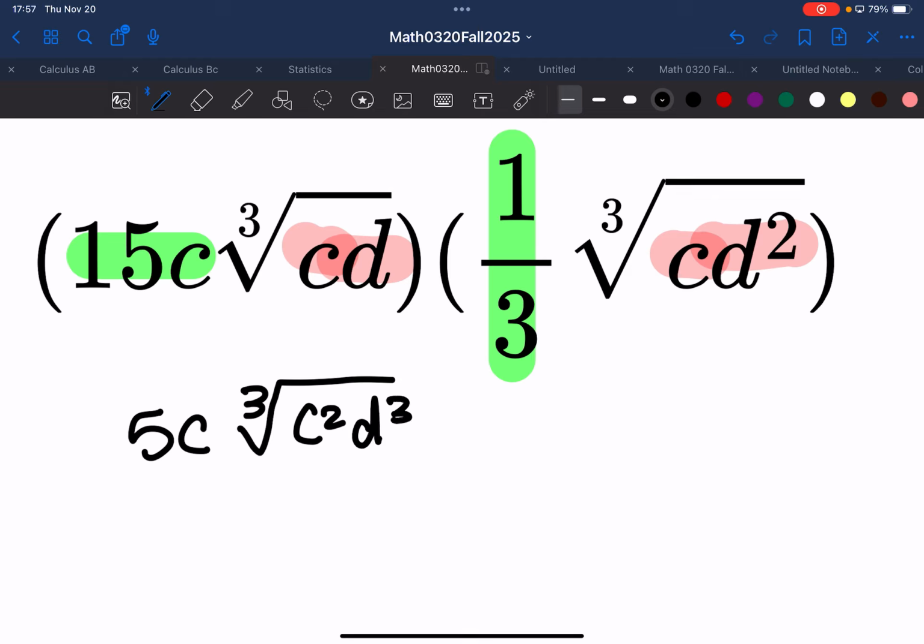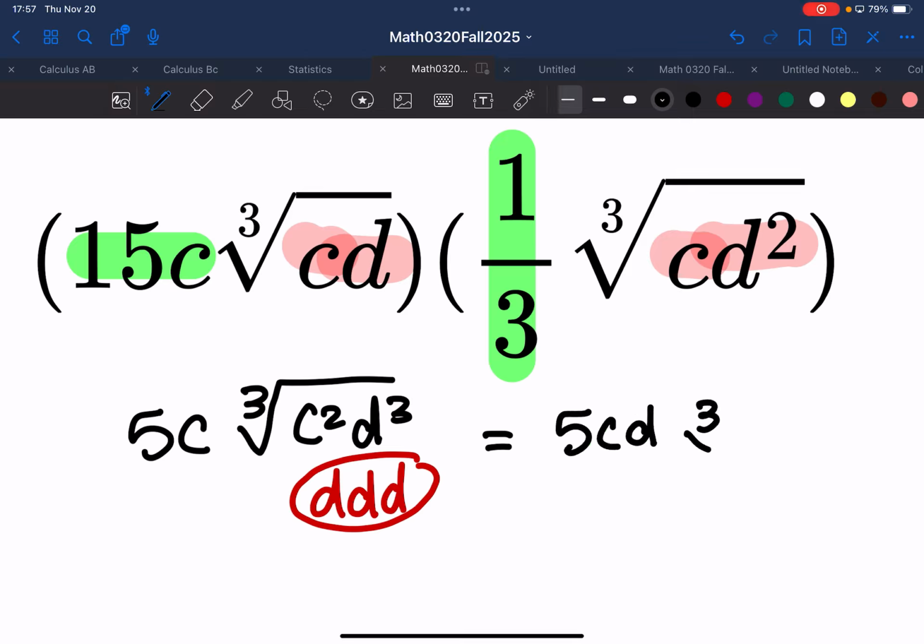Okay. Then I have to look at those variables and think, okay, can I simplify any of them? The d. And why can't I simplify c? There's not enough. There's only 2 of them and we needed 3. But d, how many do we have? 3. So if I was to write d 3 times, I could circle my group of 3, which tells me it's coming outside, and is anything staying inside? Well, just the c squared. So I have 5cd times the cube root of c squared, and that would be my answer.